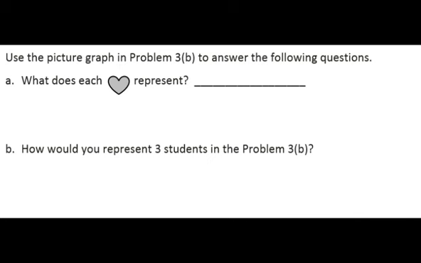Now I'll answer a couple of questions about that last picture graph that we drew. The first question says, what does each heart represent? Well, if you remember, each heart represented 2 students in the second graph that we drew. Question B says, how would you represent 3 students in the chart that we did in problem 3B? And again, one heart represented 2 students, so we would draw 1 heart for 2 students and a half of a heart for 1 student. So 2 and 1 would equal 3.